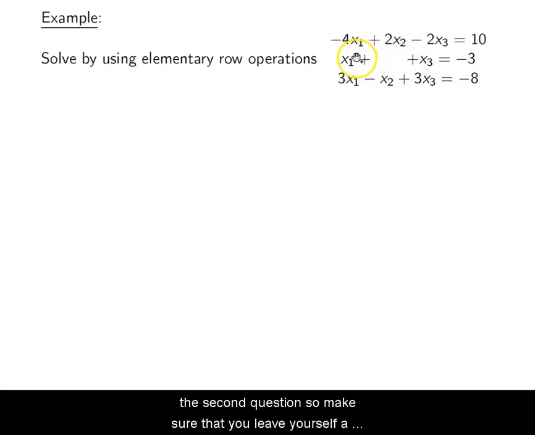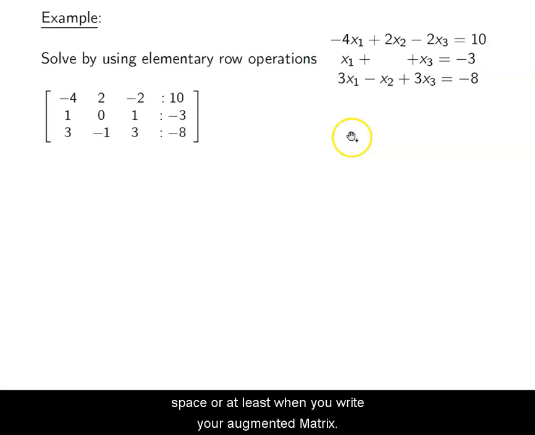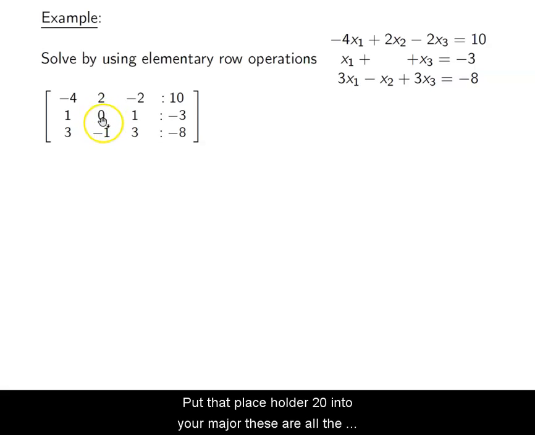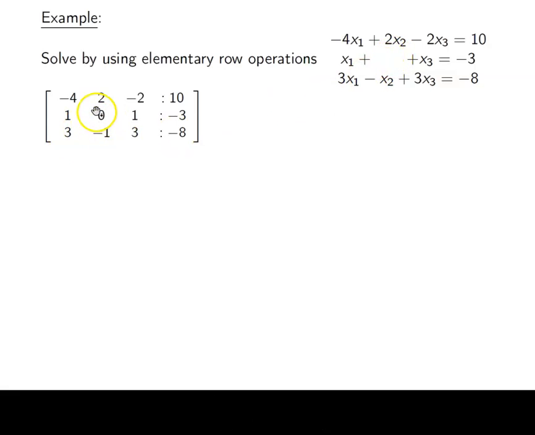So make sure that you leave yourself a space, or at least when you write your augmented matrix, take note that there's a missing value here and put that placeholder of 0 into your matrix. Because again, remember, these are all the coefficients for my x1 variables, all the coefficients for the x2 variables. If there's one missing, then there's none there, right? And the x3 coefficients, and then my right hand side of the equation.